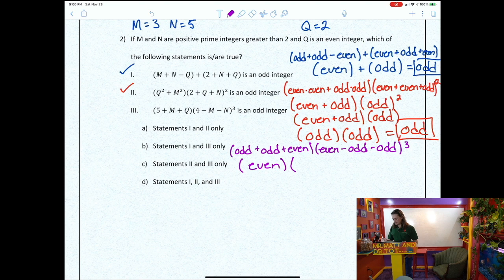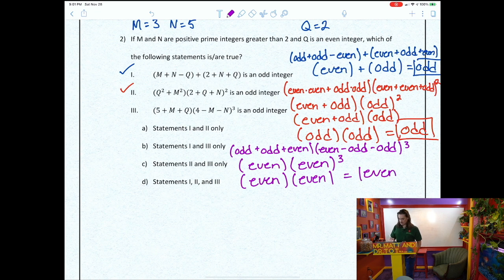So that's going to be an even cubed. An even cubed will be even because it's just 3 evens times each other. An even times an even will be even. So statement 3 is false. So your answer here is going to be A. Statements 1 and 2 only.